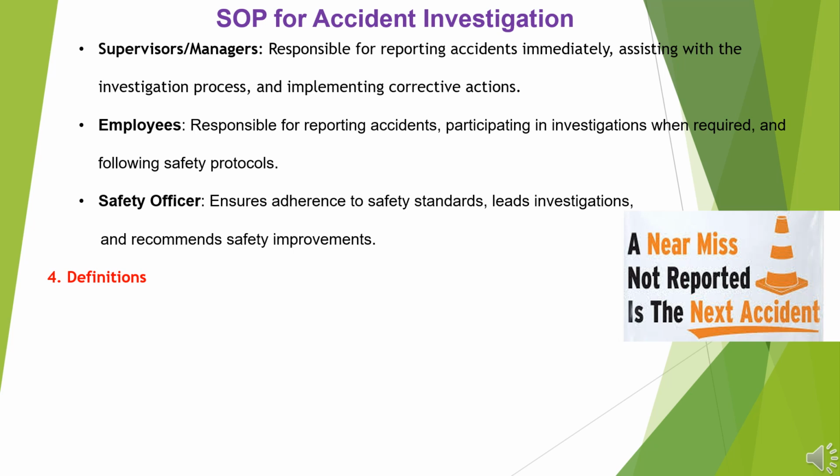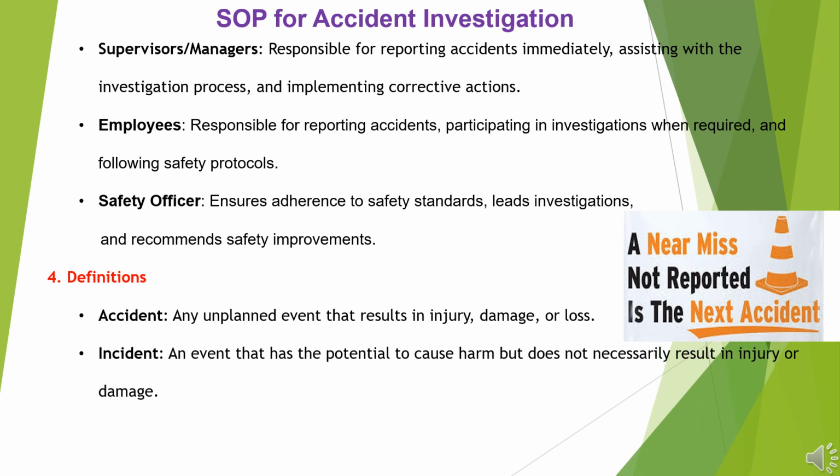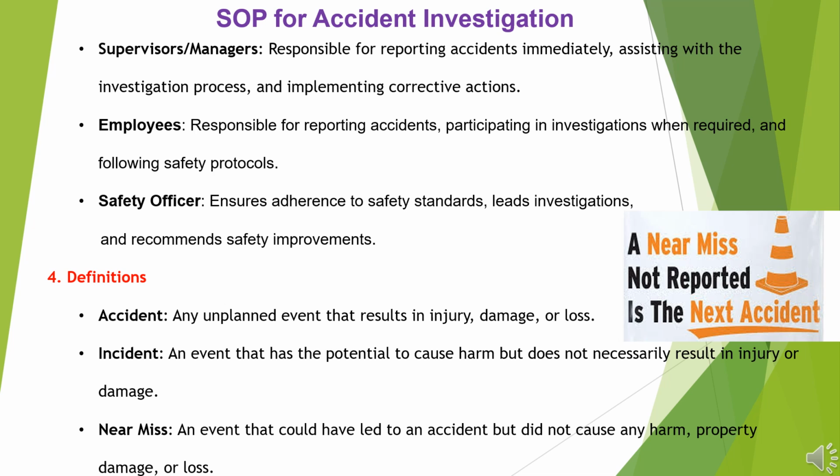4. Definitions. Accident: any unplanned event that results in injury, damage, or loss. Incident: an event that has the potential to cause harm but does not necessarily result in injury or damage. Near miss: an event that could have led to an accident but did not cause any harm, property damage, or loss.